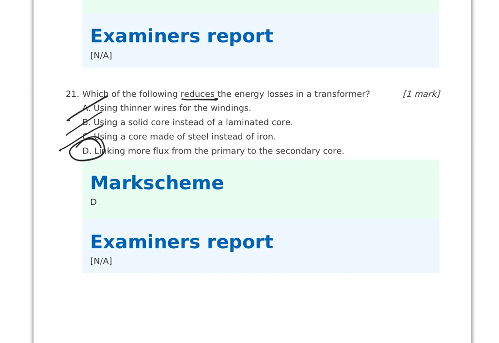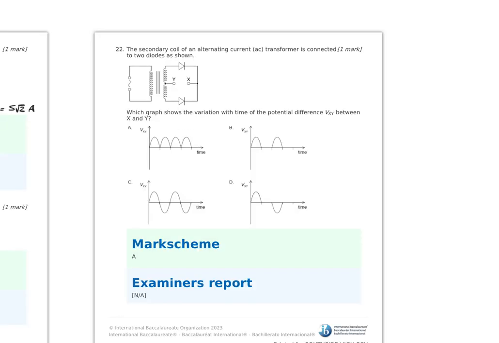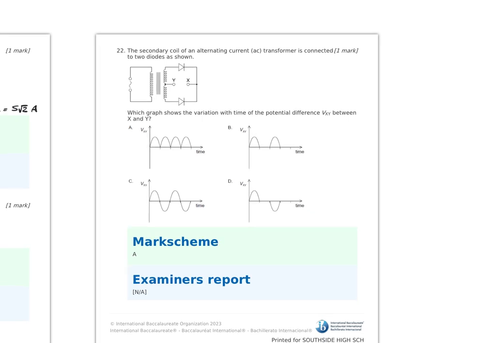If I could get greater flux linkage from the primary to the secondary core, it would reduce energy losses. Then finally, number 22, we have a transformer. And so we have an alternating current on the left side, which means that current is going to vary back and forth in the primary coil, which means that current is going to move in the opposite direction back and forth in the secondary coil. But I too have 2 diodes on either side, so no matter which way the current is going, it's going to be driving a voltage over to the X side.